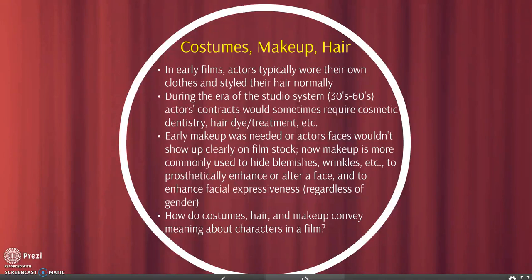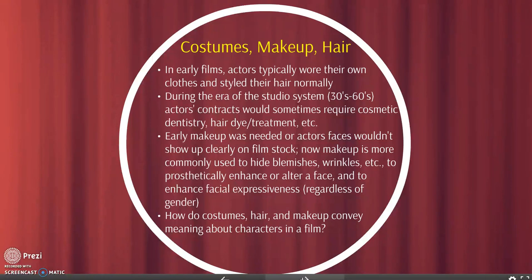Although actors, male and female, do still typically wear makeup when they're on screen to prosthetically enhance or alter their faces, to hide blemishes and wrinkles, and to enhance facial expressiveness. So typically makeup is concentrated on eyes, eyebrows, and mouths because those are the most expressive parts of the face. So when you see a character on screen for TV or a movie, they are wearing some level of makeup, even if it doesn't look like they are.